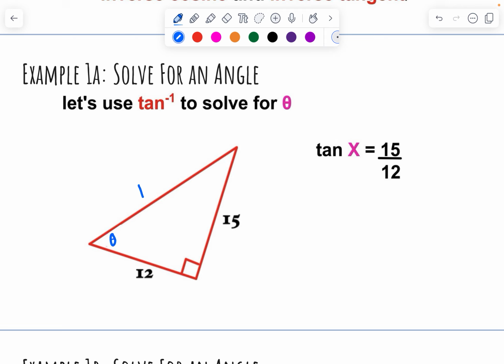If that's our reference angle, we have hypotenuse, opposite, and adjacent. I can see I know the opposite and adjacent side here, so we would be using tangent. So if tangent x is 15/12, and we want to get x by itself, we need to do inverse tangent on both sides. Remember, whatever you do to one side, you have to do to the other.